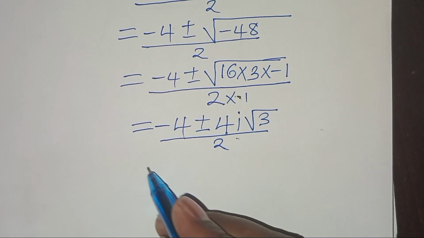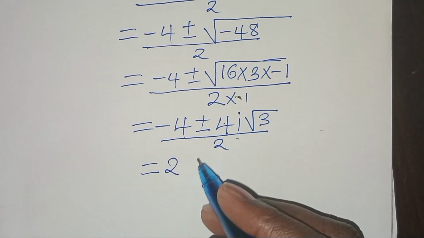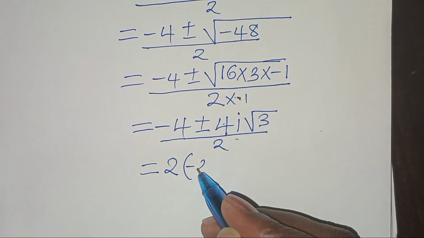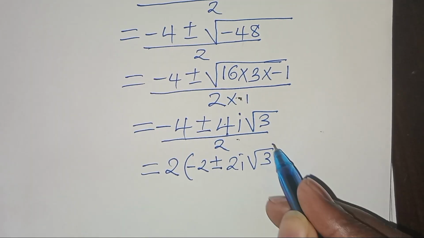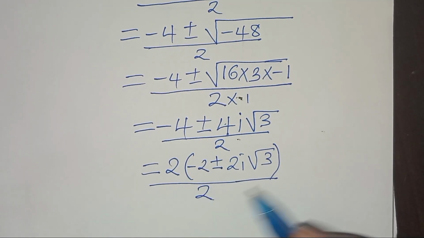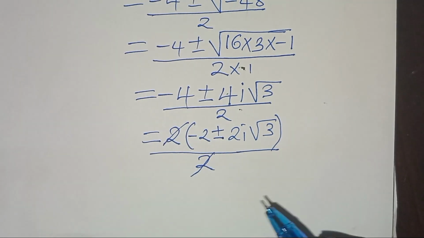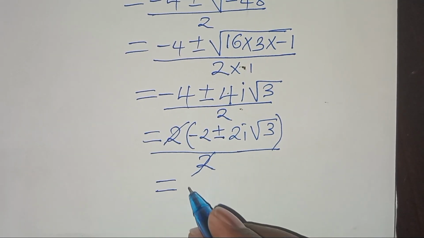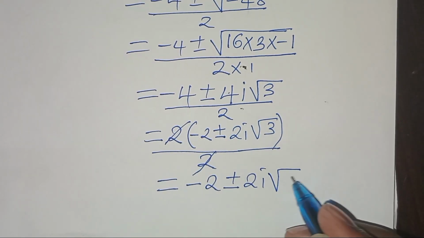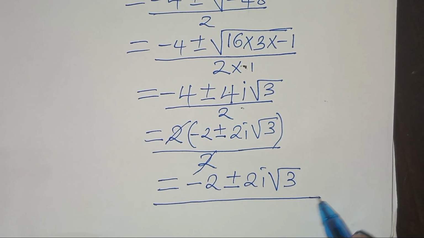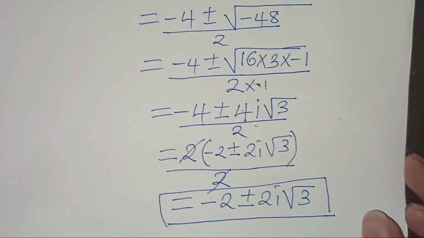The next step here, we have that 2 is common here. We can factor out 2. So that now here we'll have negative 2 plus or minus 2i square root of 3. All this divided by 2. So let's simplify here by 2. 2 and 2 simplifies. So that now we will have negative 2 plus or minus 2i square root of 3. So that implies that we have two complex solutions here.